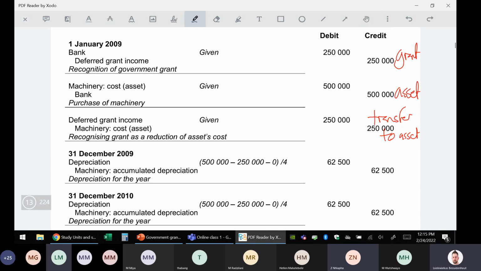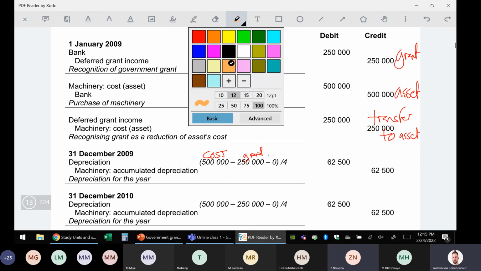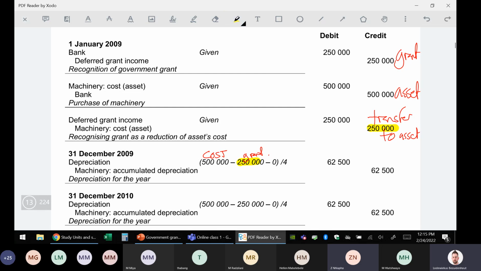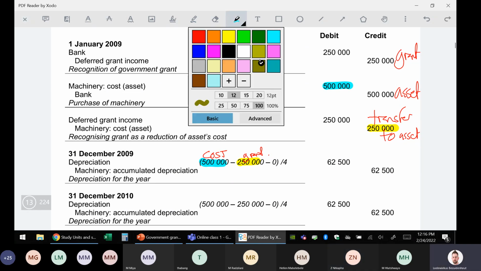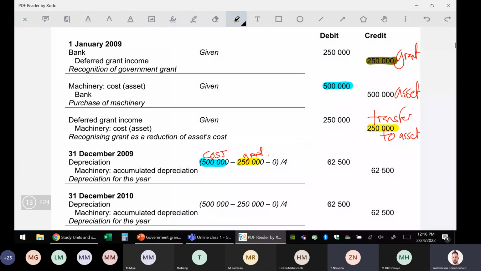All right, so what is left? That's the cost. That is the grant that we deduct from the cost of the asset because it's an asset-based grant and we reduce the cost of the asset. So that 250 is that one there. And we have the cost of the asset of 500. And then on our deferred grant account there is a credit of 250 and a debit of 250. So after we've done that transfer, the deferred grant account is 0 after taken to the asset.